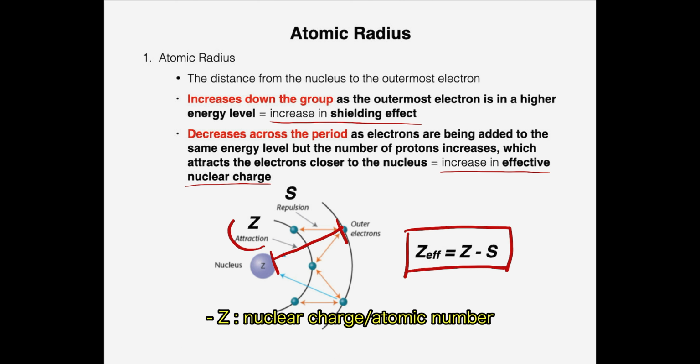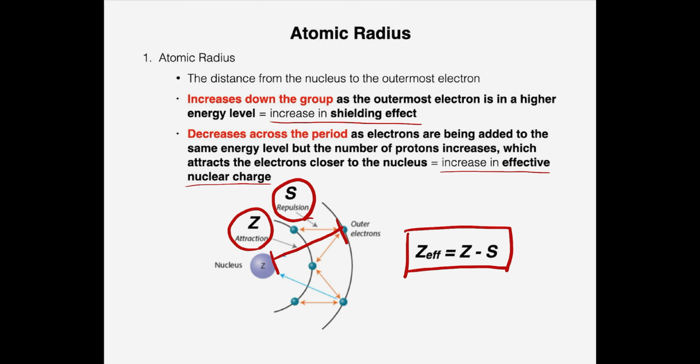Z refers to the nuclear charge, representing the atomic number, and S refers to the charge that is shielded by the core electrons. Technically, effective nuclear charge takes into account all the attraction and repulsion going on inside the atom.